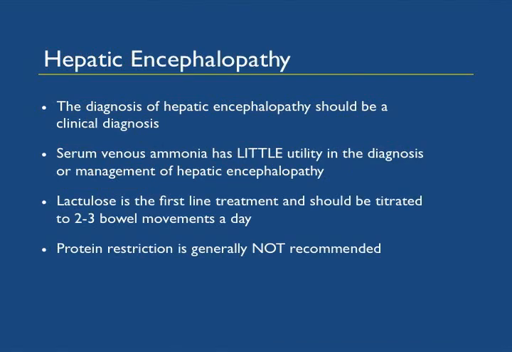Similar to ascites, hepatic encephalopathy is a significant complication of cirrhosis which is associated with morbidity and mortality. A few key points to remember. Hepatic encephalopathy is a clinical diagnosis. Serum venous ammonia levels are very unreliable and have little role in the diagnosis or management of hepatic encephalopathy. Lactulose is the first-line treatment and should be titrated to 2 to 3 bowel movements per day.